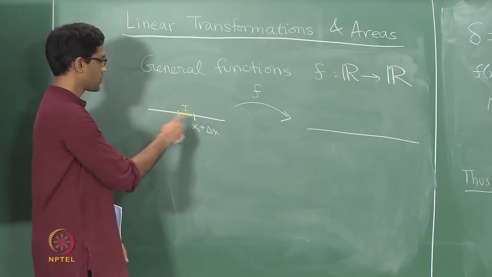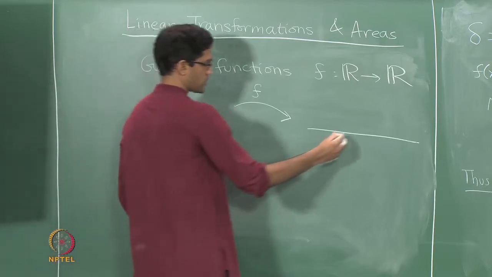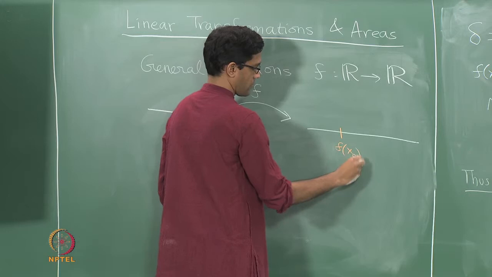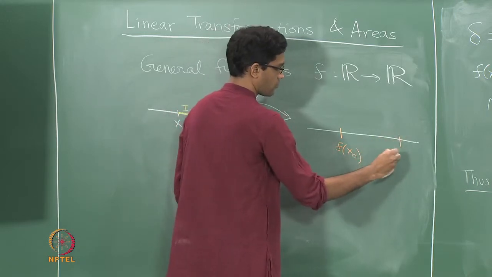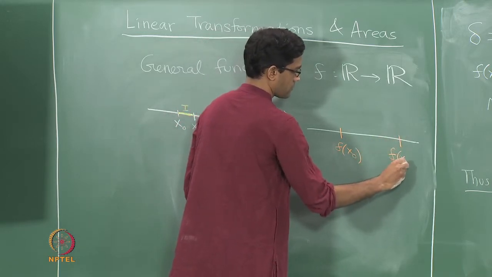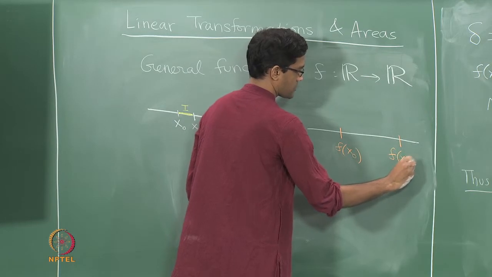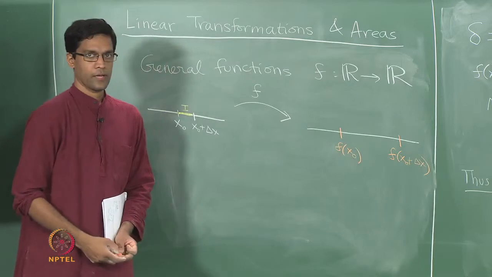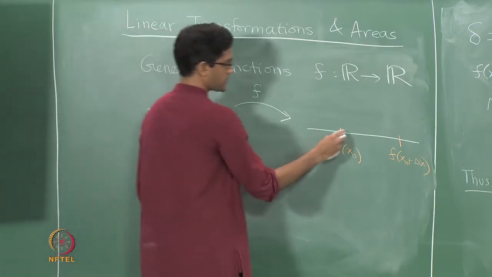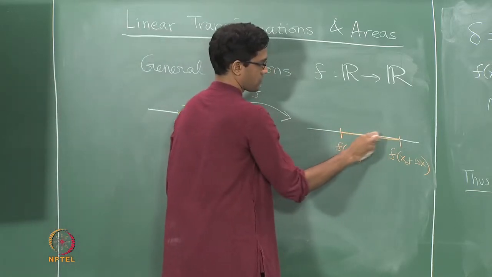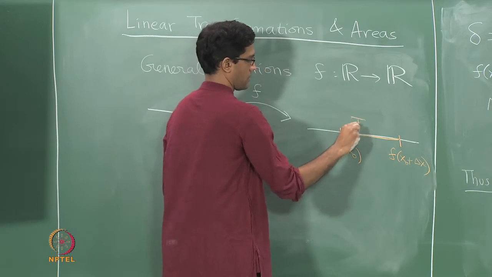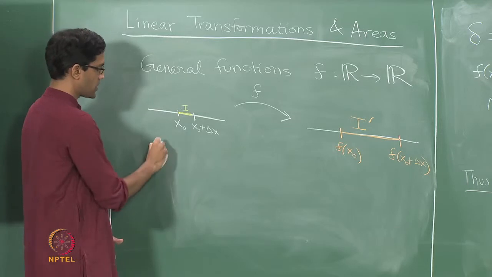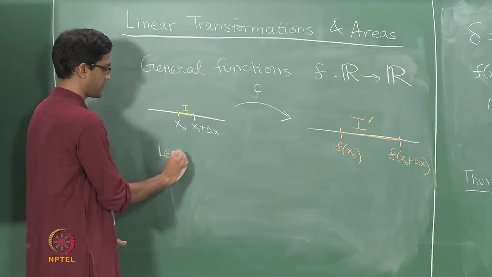So what happens to the two endpoints, for instance, x0 will map to the point f of x0, and the right endpoint x0 plus delta x will map to f of x0 plus delta x. So the new interval I get is exactly this one here, I dash. Now I can ask the same question, what is the dilation factor, what is the length dilation?